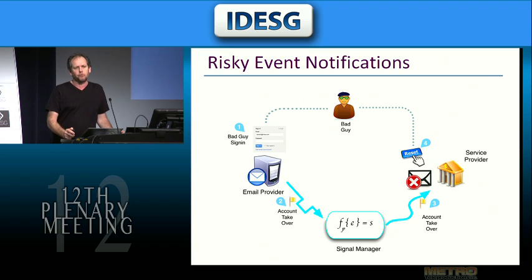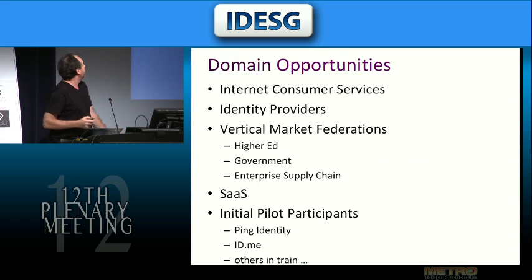So would it be useful if my email provider could say, heads up, Bank of America, we think that this particular email address may be suspect at this point? And that's the essence of signals. There's actually not much more complex than that.